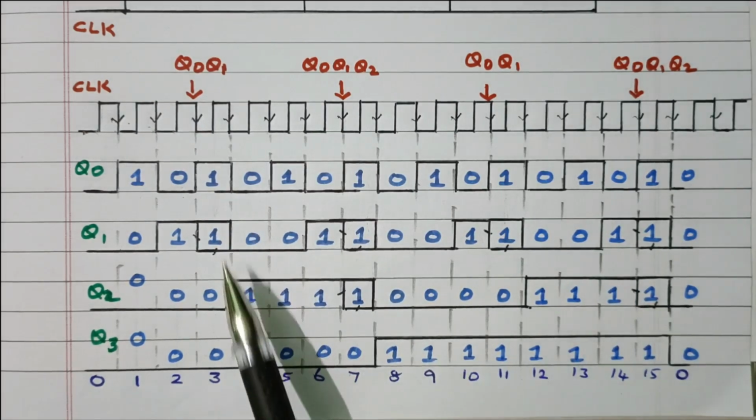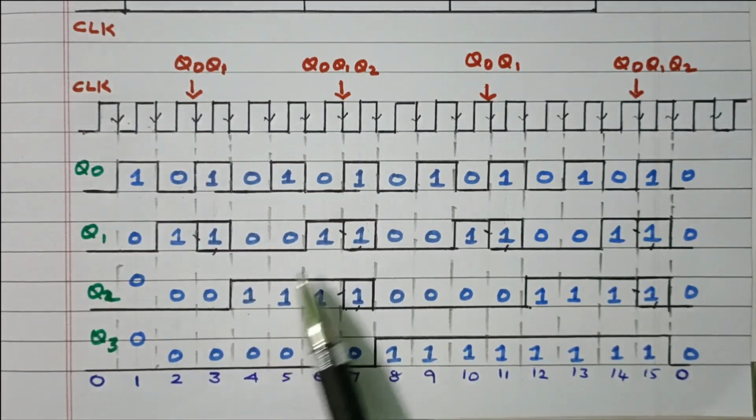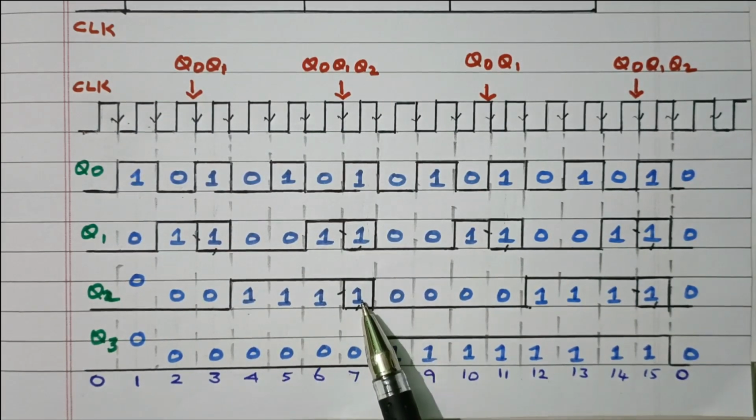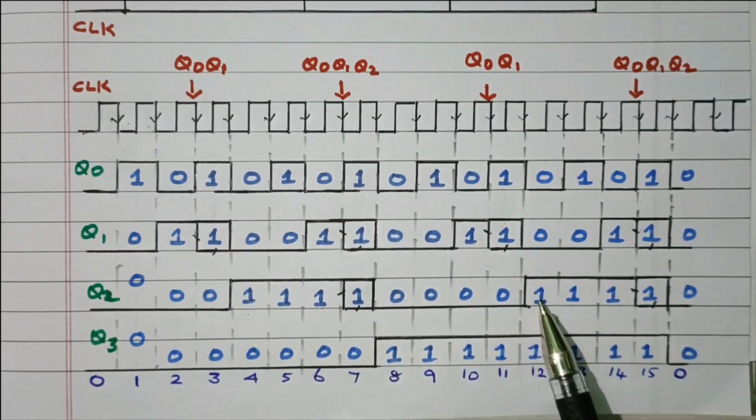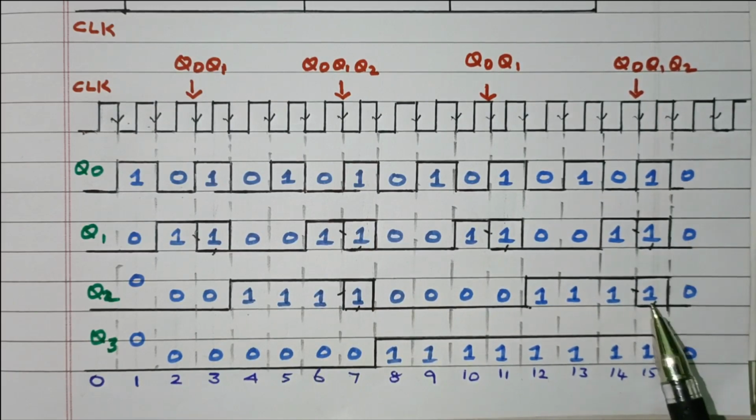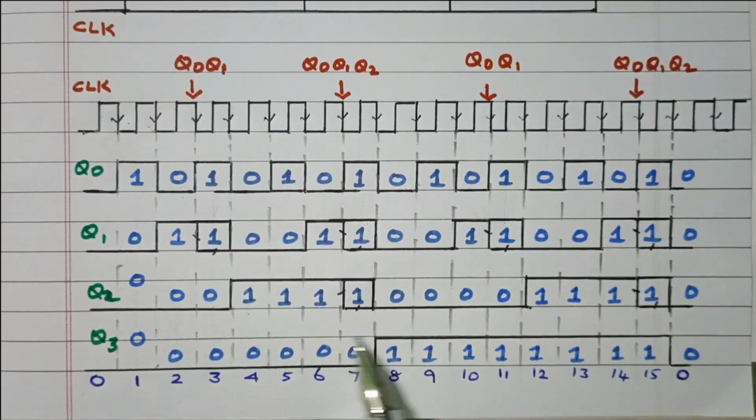Whenever 1 is there, toggle from 0 to 1. Whenever 1, toggle from 1 to 0. Whenever both are 1, toggle from 0 to 1. Whenever both are 1, toggle from 1 to 0. Right. What about the fourth flip-flop?